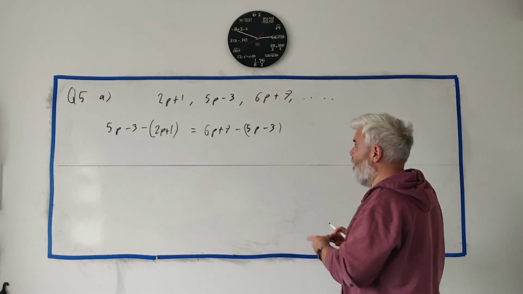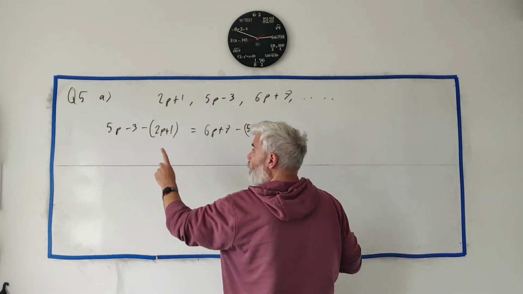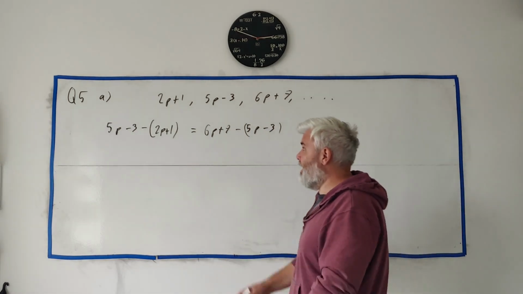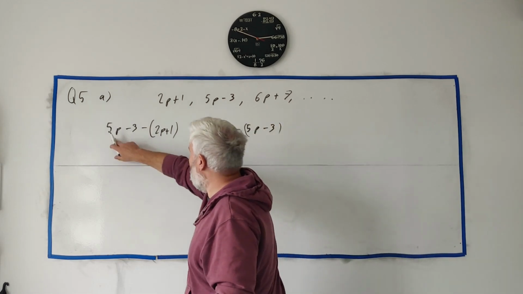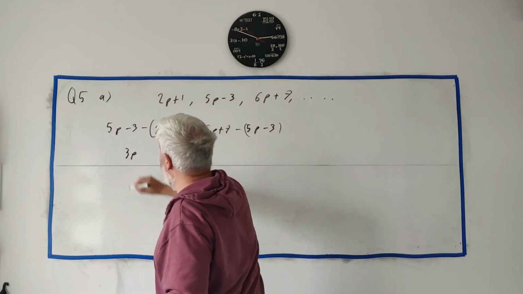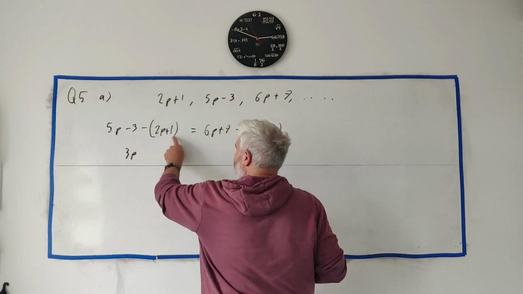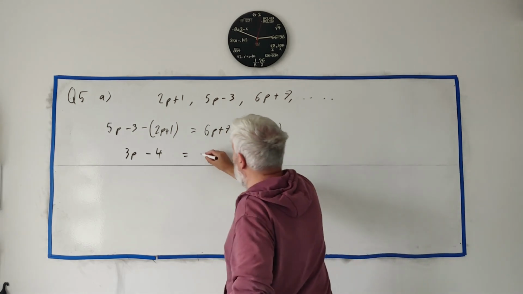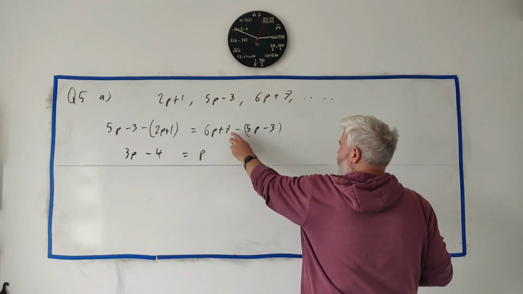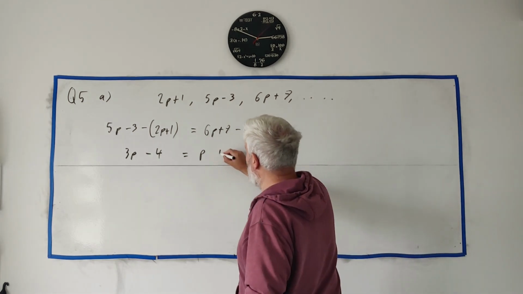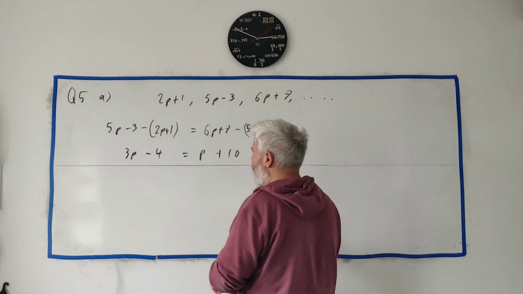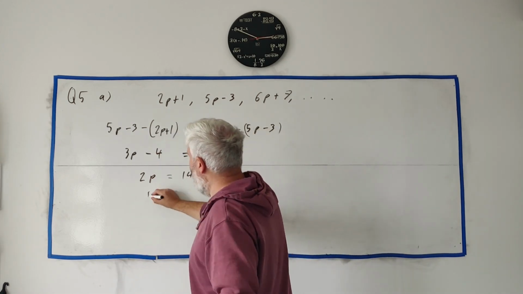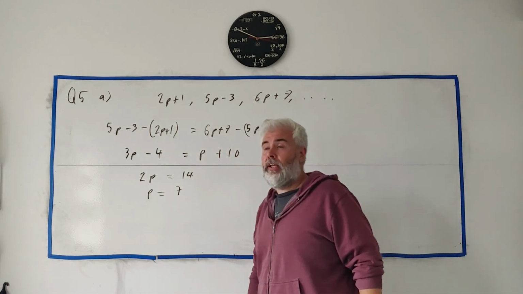And look what we have here. We have one equation with one unknown, p. There's no other letters in there. So we can just solve this. Let's clean it up. What are all the p's on the left? 5p minus 2p is 3p. All the numbers, minus 3 minus another 1, minus 4. All the p's on the right, 6p minus 5p. All the numbers, minus gets plus 3, so that's plus 10. All the p's on the left, we get 2p. All the numbers on the right, we get 14. p is equal to 7.